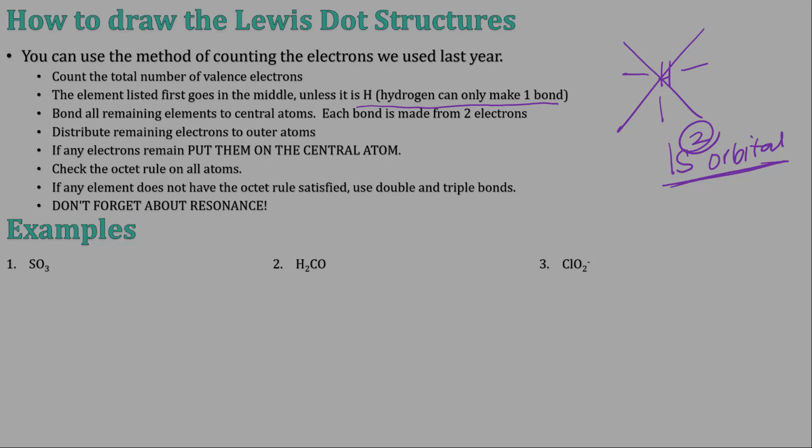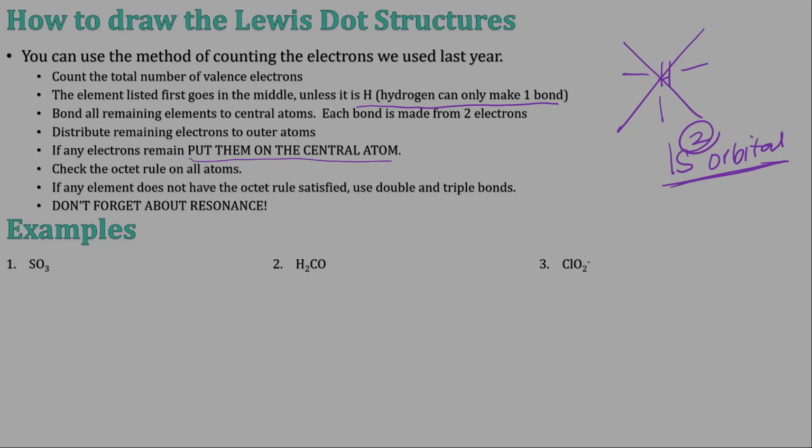We're going to bond all remaining elements to the central atom. Each bond is made from 2 electrons. Distribute the remaining electrons to outer atoms. If any electrons remain, we put them on the central atom. So if we have any electrons left over, we're going to put them on the central atom. It doesn't matter if it already has 8 electrons around it. We're going to still put them on the central atom.